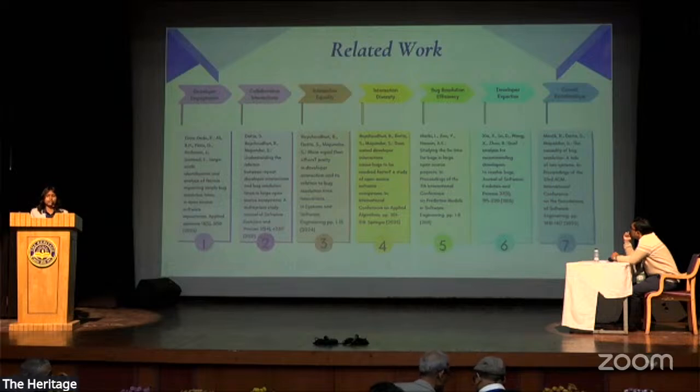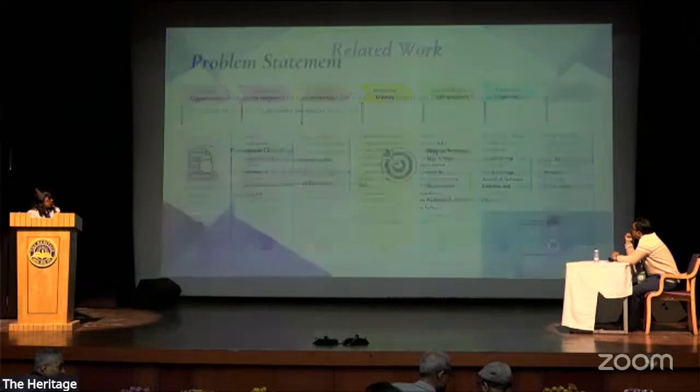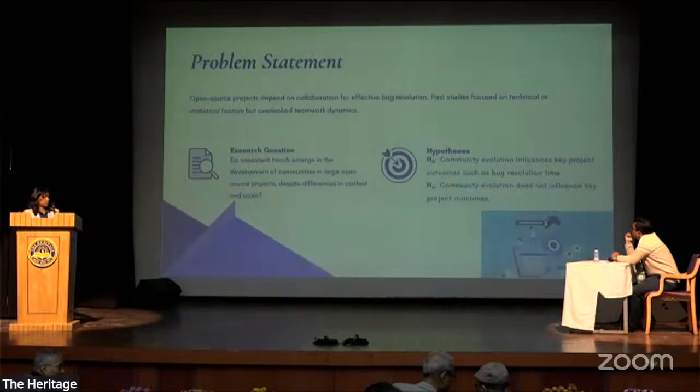But what they did not study is how the community structure evolves over time, and how these structural changes relate to bug resolution behavior. That is where our work is different. So by now, we all know what we are dealing with. So our research question is, do consistent trends emerge in the development of communities in large open source projects despite differences in context and scale?